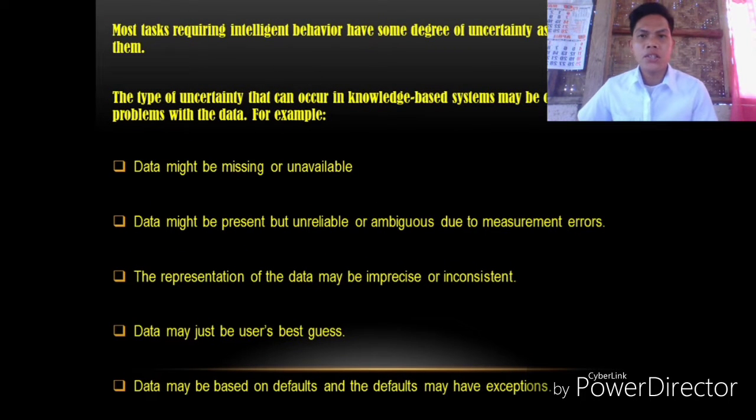Most tasks requiring intelligent behavior have some degree of uncertainty associated with them. The type of uncertainty that can occur in knowledge-based systems may be caused by problems with the data. For example, data might be missing or unavailable. Data might be present but unreliable or ambiguous due to measurement errors. The representation of the data may be imprecise or inconsistent. Data may just be users' best guess. Data may be based on defaults and the defaults may have exceptions.